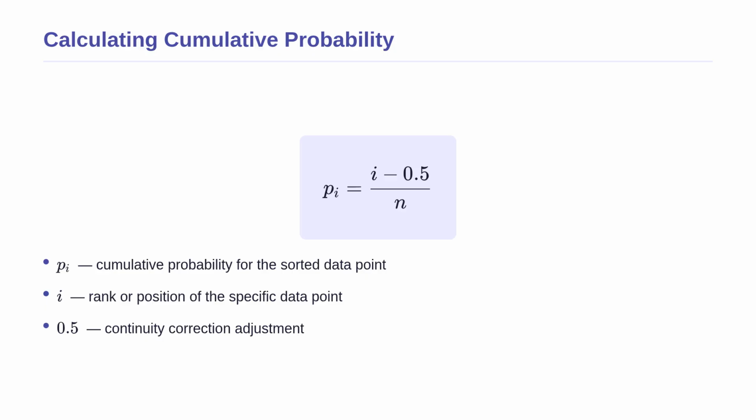With our data sorted, we move to the next step. This formula calculates the cumulative probability for each sorted data point. The symbol p_i represents this probability, based on the rank i and the total count n. Notice the subtraction of 0.5. This is a small mathematical adjustment called a continuity correction. We subtract it to avoid calculating a probability of exactly 100% for the final point, which is mathematically impossible to plot on an infinite bell curve. As the rank increases, the cumulative probability grows closer to 1.